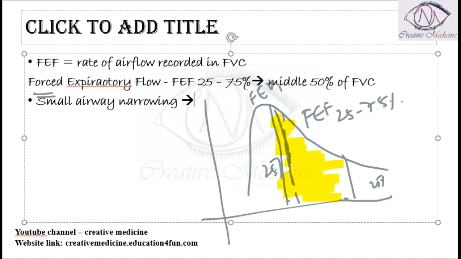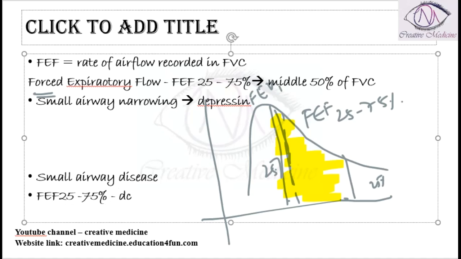In small airway narrowing, you will see depression in forced expiratory flow rate in 25 to 75%. It is depressed. So if you see small airway disease, forced expiratory flow rate 25 to 75% will be decreased.